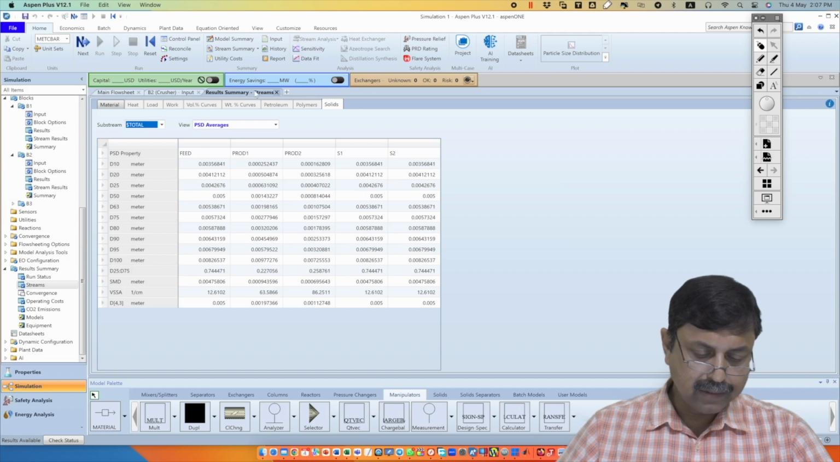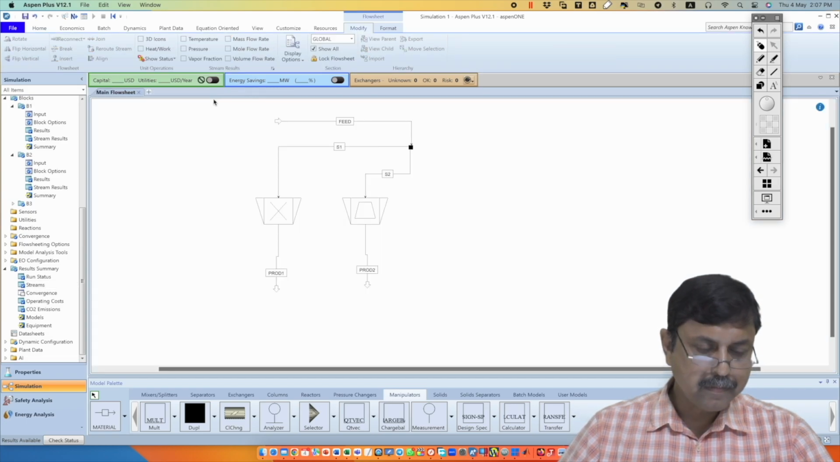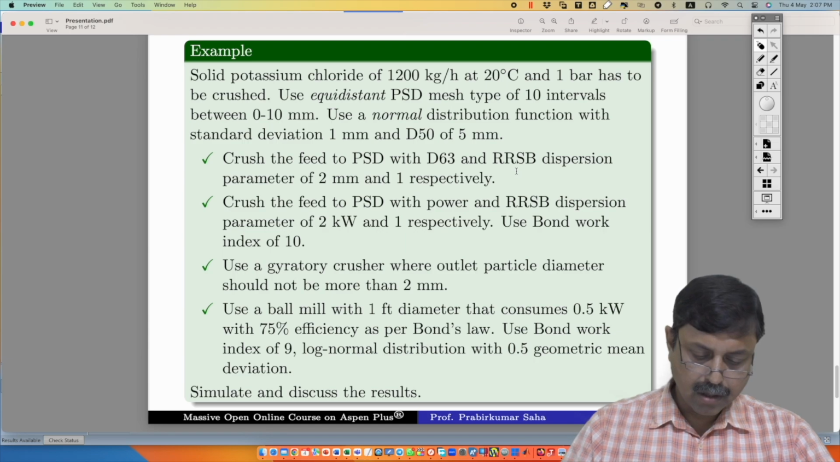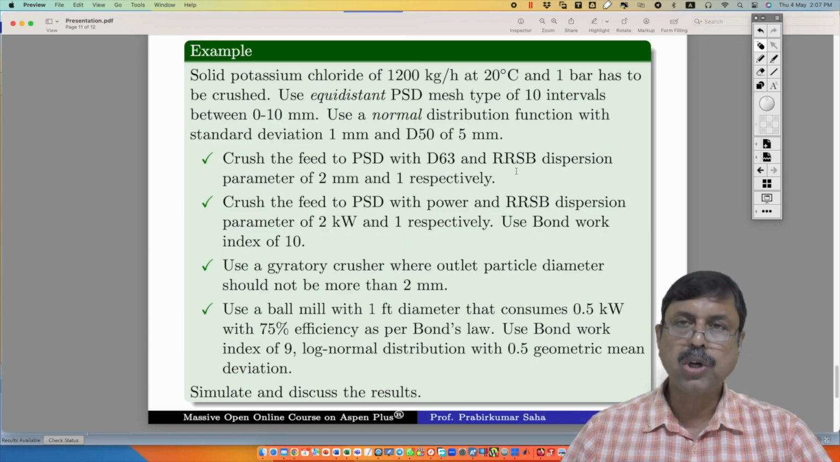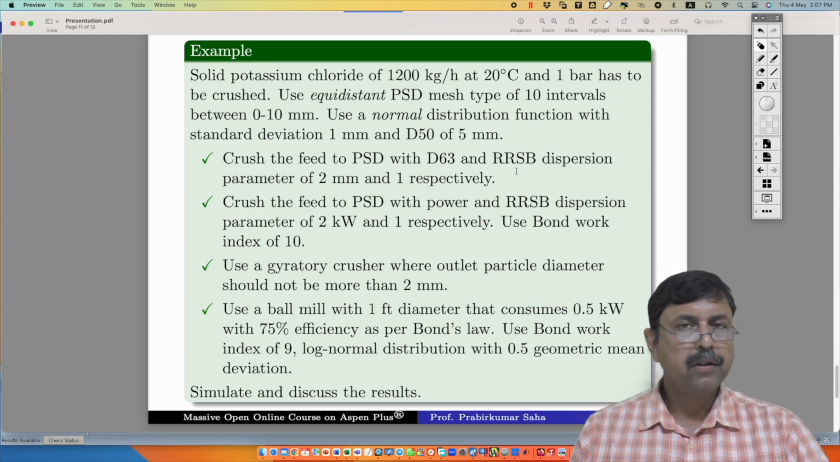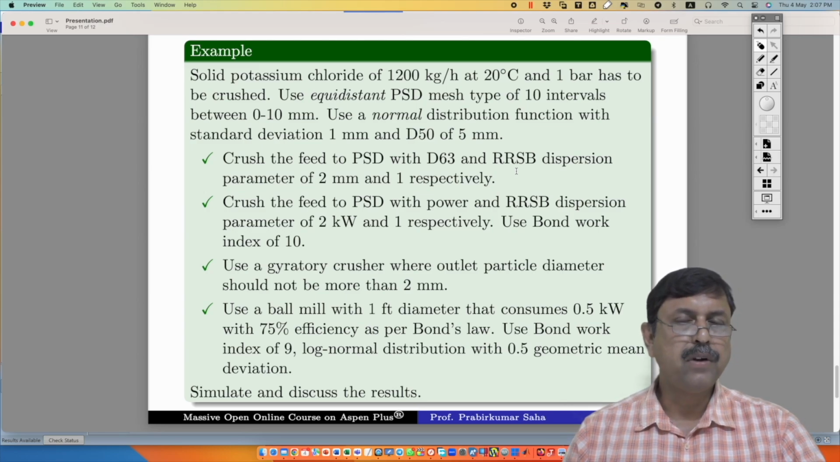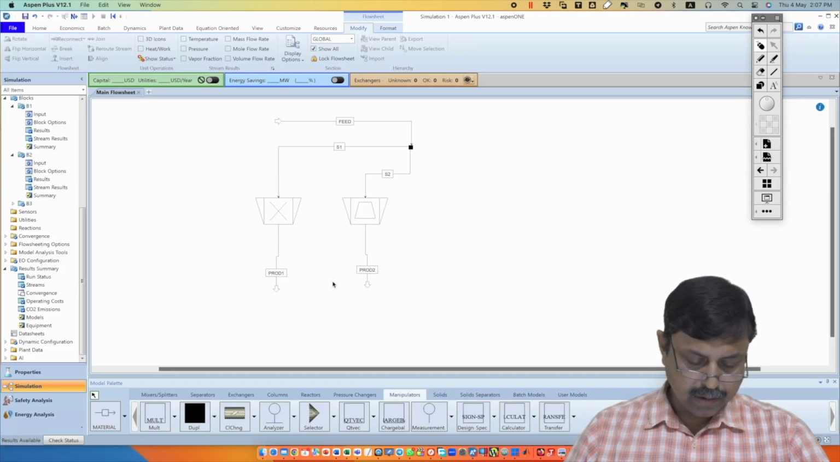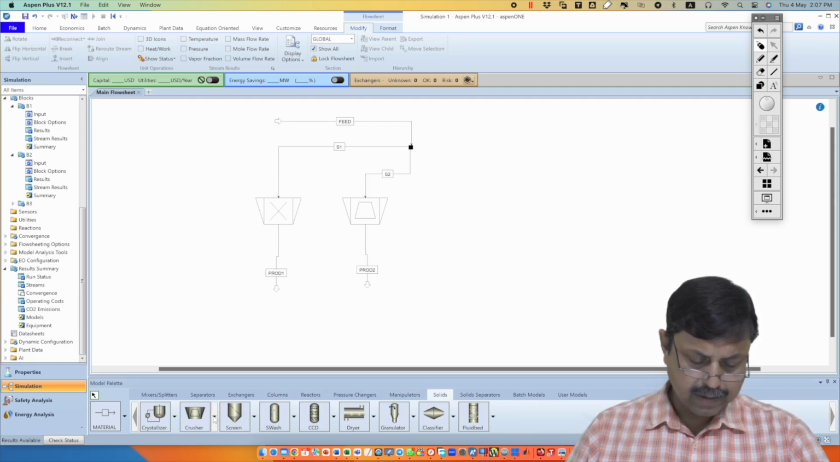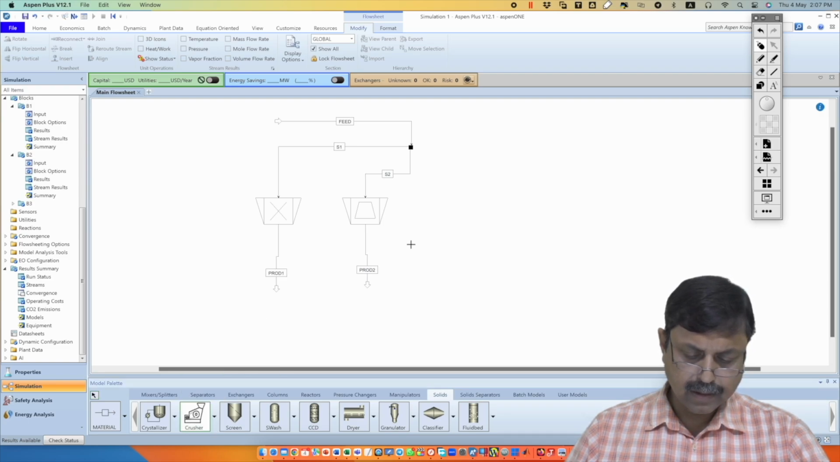In the third case, we have to use a gyratory crusher where outlet particle diameter should not be more than 2 millimeters. So very minimum information is there. So while using gyratory crusher, we will try to use the default parameter as much as possible. So let us choose another crusher, gyratory crusher. Let us take this one.